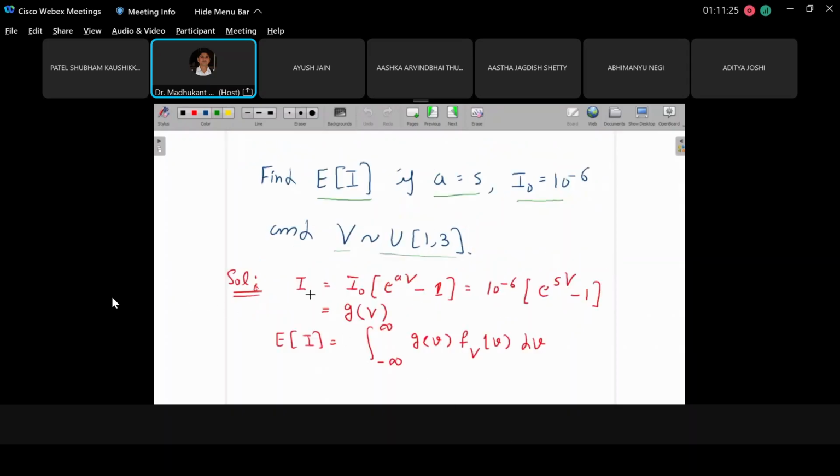You have to fix all the values. I is nothing but g of V, and for I naught you can put 10 to the power minus 6, and the A value is 5. So the expectation of Y is the integration from minus infinity to infinity of g(v) f_V(v) dv. Now f_V(v) is what? 1 upon (3 minus 1), and it is only non-zero in the interval 1 to 3. So the final expression is the integration from 1 to 3 of 10 to the power minus 6 times (e to the power 5v minus 1) divided by (3 minus 1), that is 2, dv. Now you know how to integrate e to the power 5v, and you put upper limit minus lower limit. That will give you the final answer here.